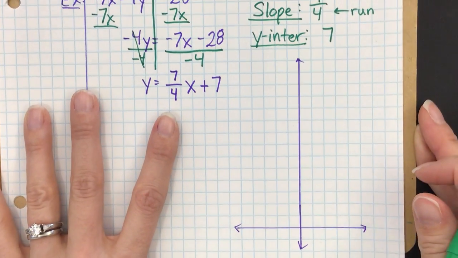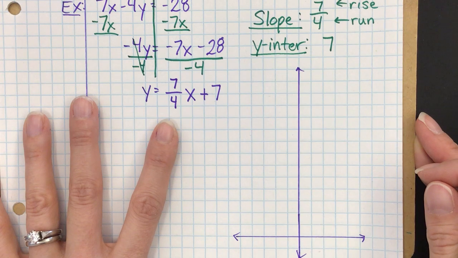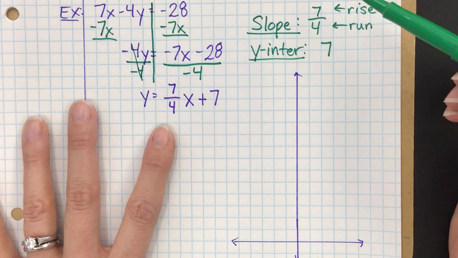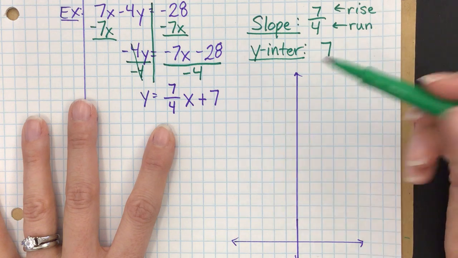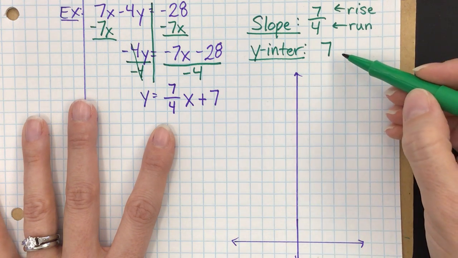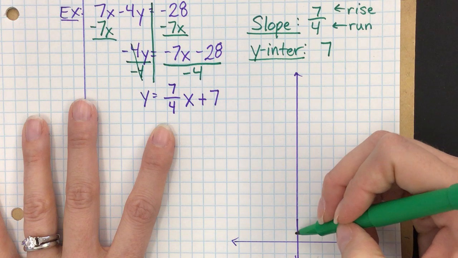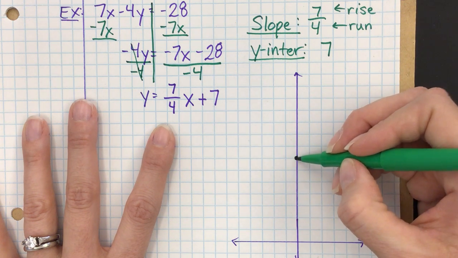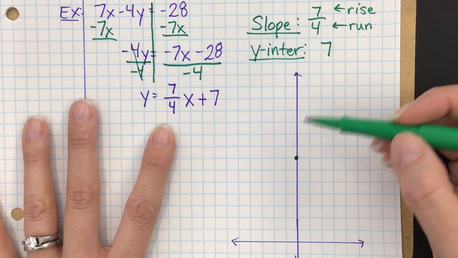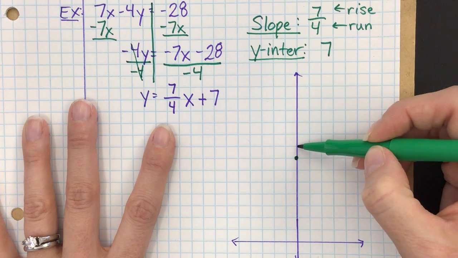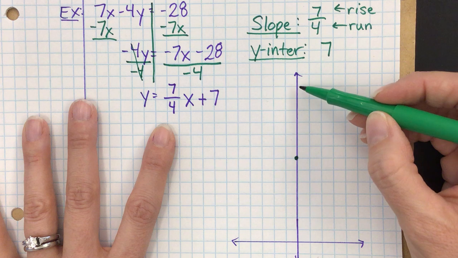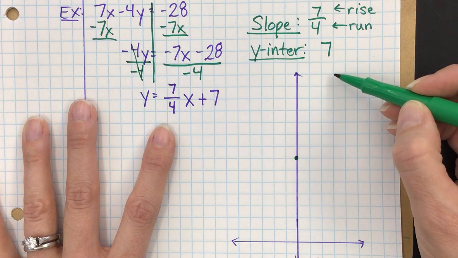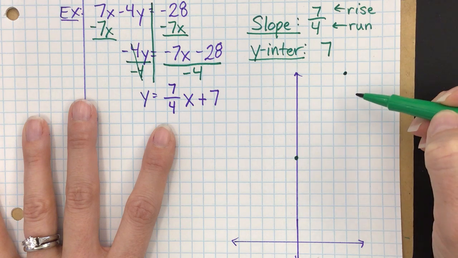All right. So my slope is 7/4, and it's positive. That top number tells me that I'm going to go up 7. Oh, sorry, I have to put my y-intercept first, which is 7. So 1, 2, 3, 4, 5, 6, 7. Now my slope is 7/4, so I'm going to go up 7. 1, 2, 3, 4, 5, 6, 7. And then run 4, and I always go to the right, and I'm going to put a point.